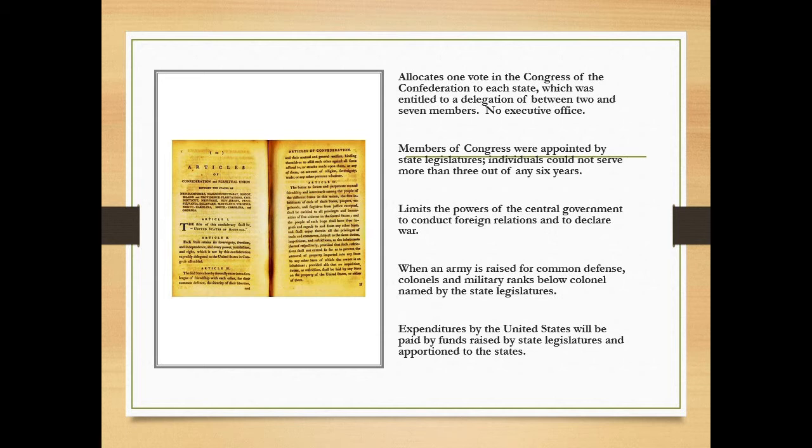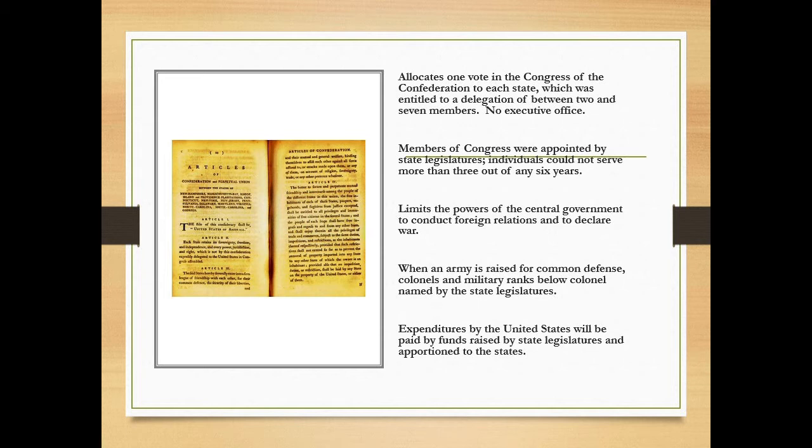Members were appointed by the state legislatures. They weren't elected by popular vote. And individuals could not serve more than 3 out of any 6 years. So this is, at its core, term limits. They were trying to forestall a professional political class. You can only serve 3 out of 6 years, or no more than half your time in Congress. The other half of the time you had to go away and let somebody else represent your state.